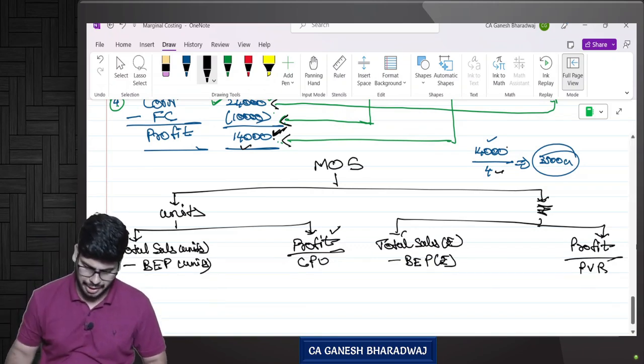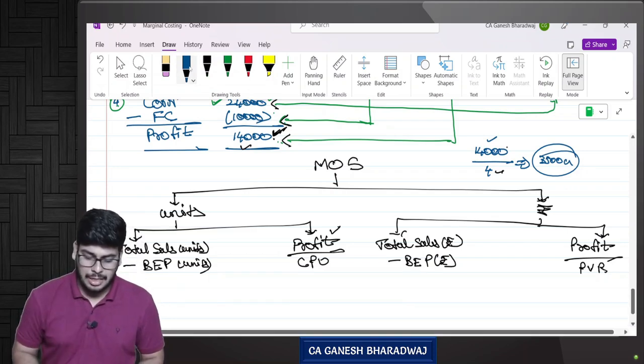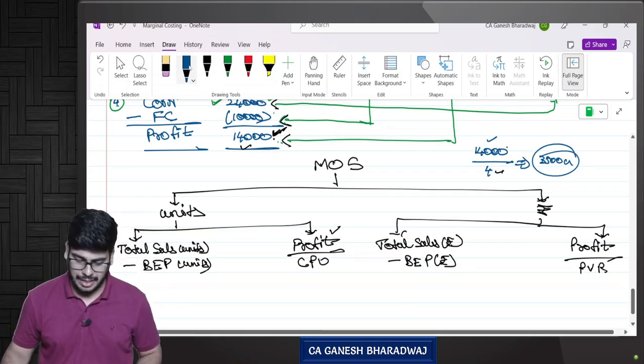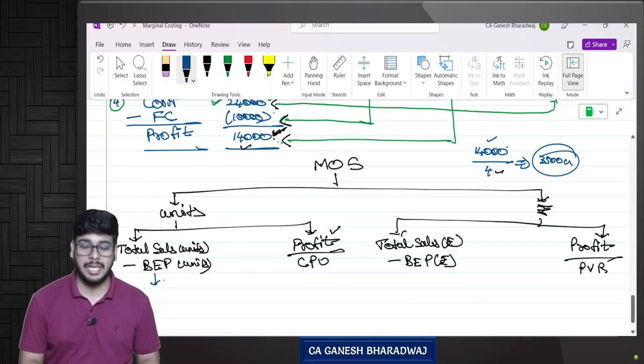I will just prove it right now. So let's use these formulas and get the answer for this particular question. Let's calculate the margin of safety. Margin of safety is what? The first formula: total sales in units minus break-even point in units.